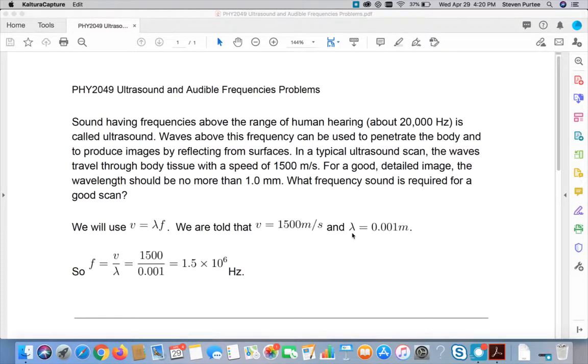And we're told that we're going to be in SI units here. Our wavelength is 0.001 meters. So I had to convert from millimeters to meters. So it's just f is v over lambda. We get 1.5 times 10 to the 6th hertz, which would be, according to this problem, the ideal frequency to use. Okay, we'll see. We get a different answer in a minute, which is kind of weird.